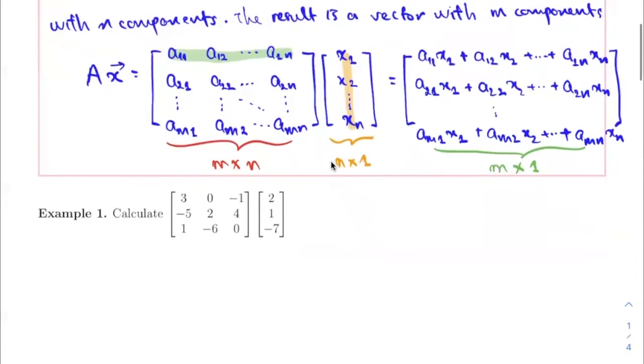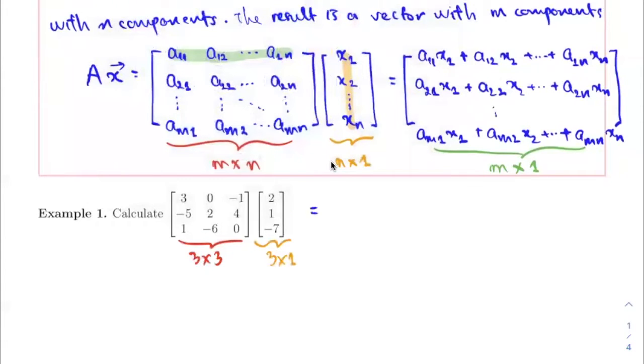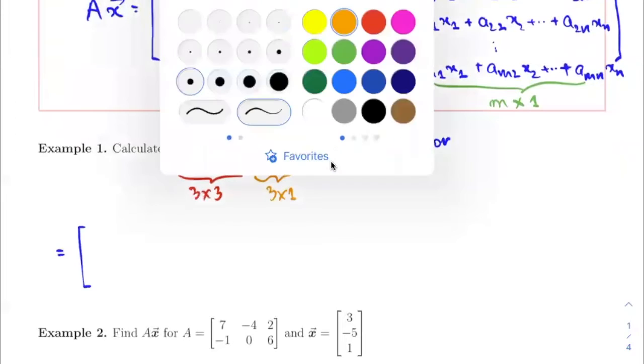Okay, now let's take a look at the examples. Hopefully it should be straightforward. So we have a 3 by 3 matrix acting on the column vector. So this is 3 by 3, and this is 3 by 1, and the resulting vector should be a 3 by 1 column vector.